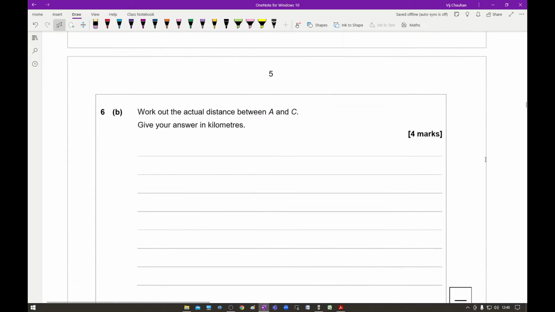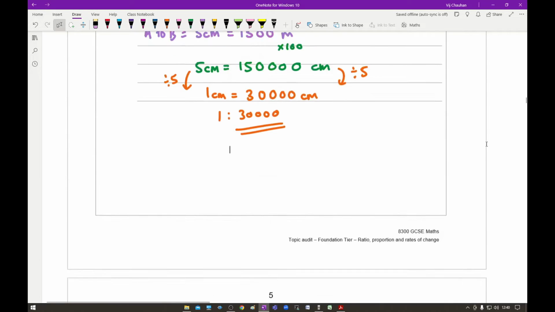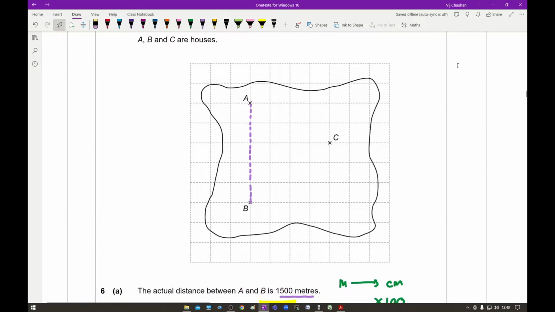Then moving on to 6b, it says work out the actual distance between A to C. So for this, what I need to do is, with a ruler, measure A to C. Now this could be done in a couple of ways. I'm going to basically just use my ruler and measure. Again, this is going to be a little bit fiddly using it on here. So what I would do is get a ruler and measure this distance here. Now you could use a ruler, you could also use Pythagoras if you're really wanting to show off your maths.